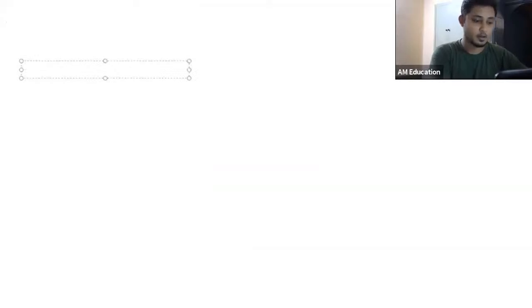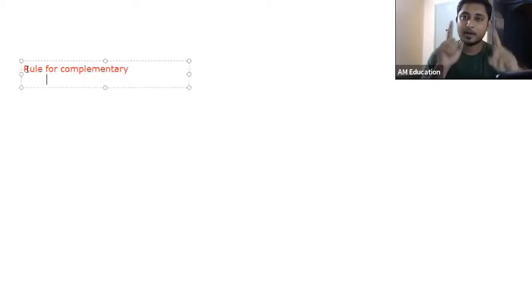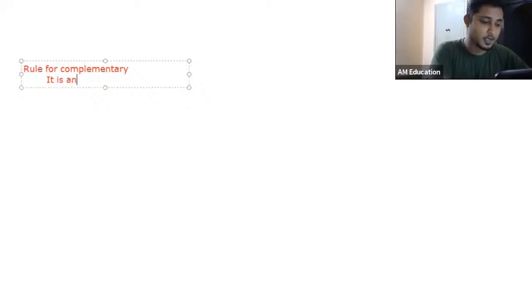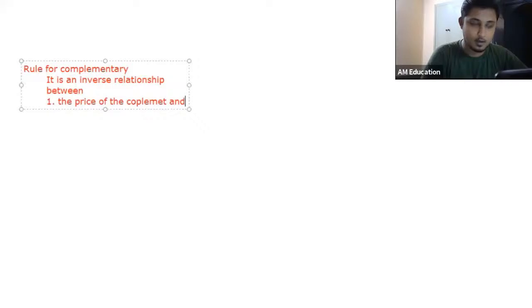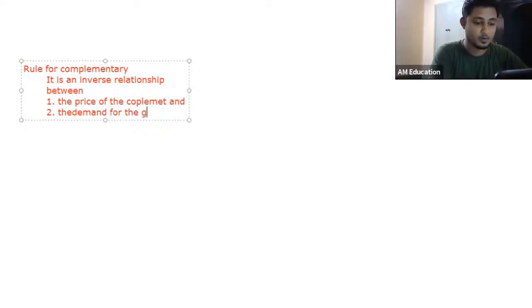What is the rule for complementary? How does this affect the complementary and the good? It is inversely. It is an inverse relationship, exactly. There is an inverse relationship, sir, between the price of its complement and the demand for a good. Okay, so there's an inverse relationship between the price of the complement and the demand of the good. Lovely. The demand for the good.